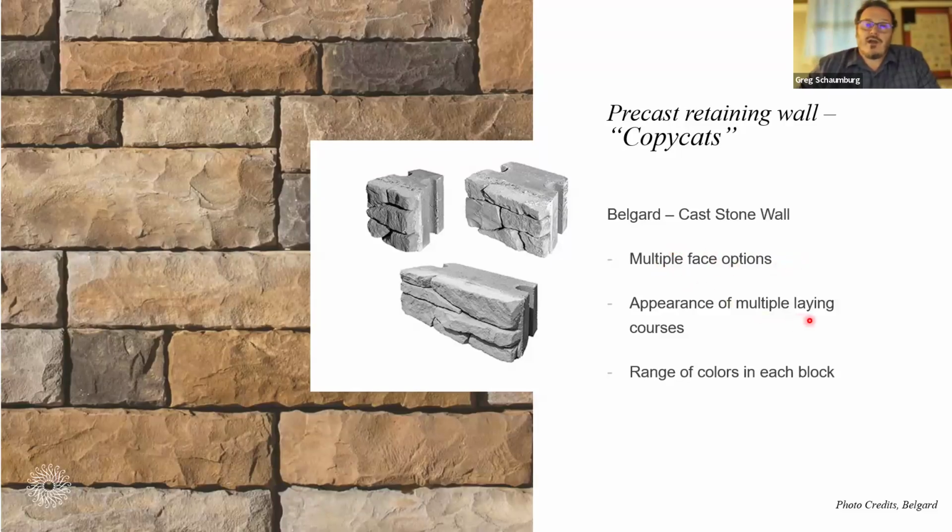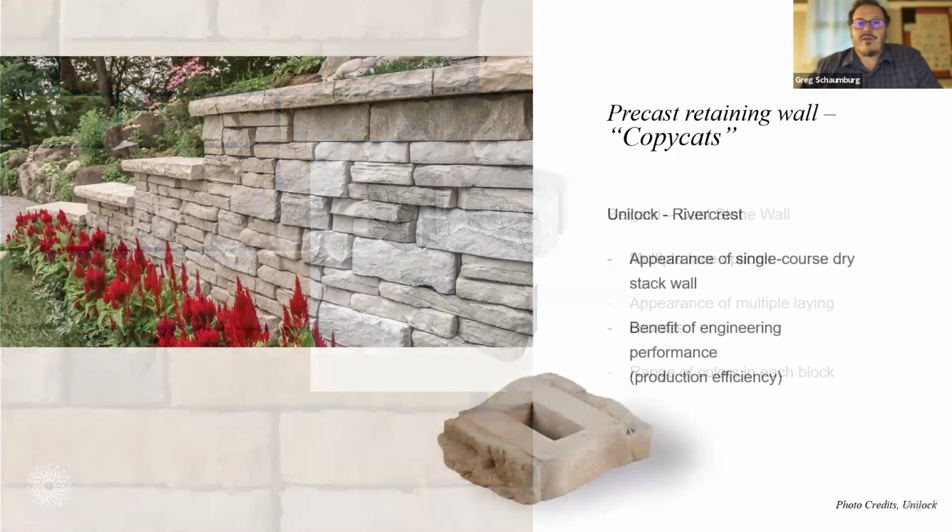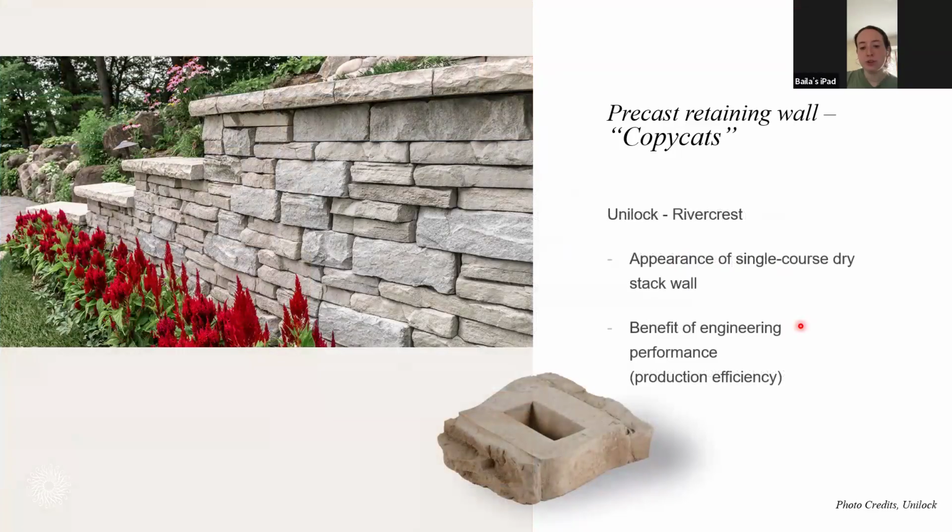There are a lot of different face options. You have a lot of different laying course options. They have some that look like they're just each individual one course, and they have some that look like they're stacked as well. And it comes down to the range of colors and the number of different faces that you can take and lay out in an area. It's the same functional part, but you can lay them all out and create a different effect with the different faces. So it's not real stone?